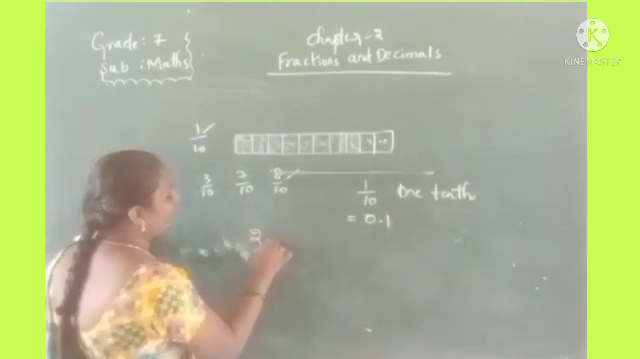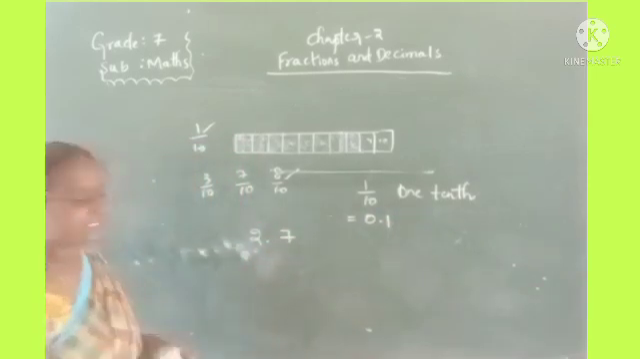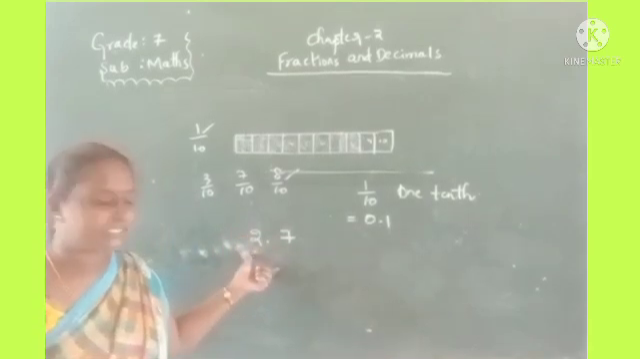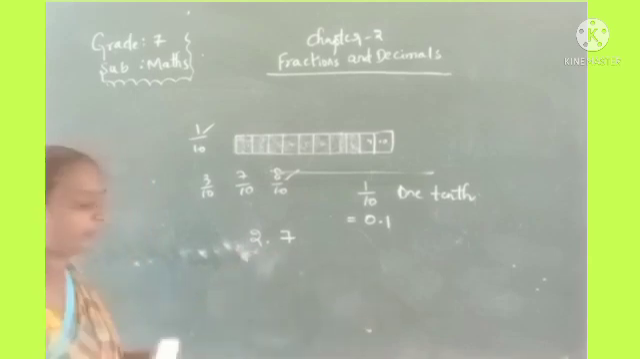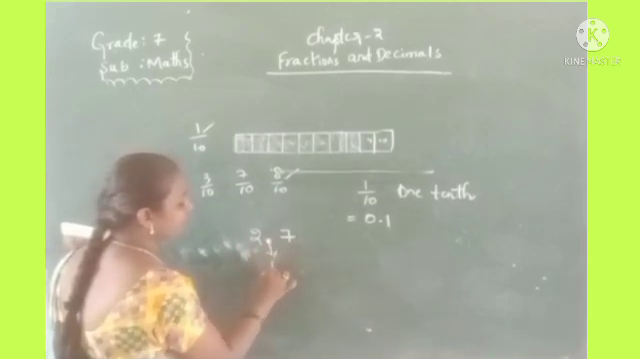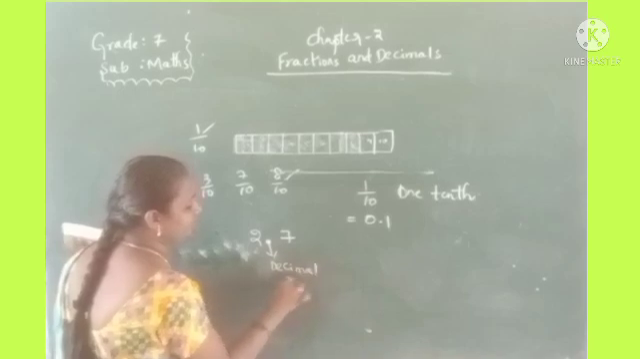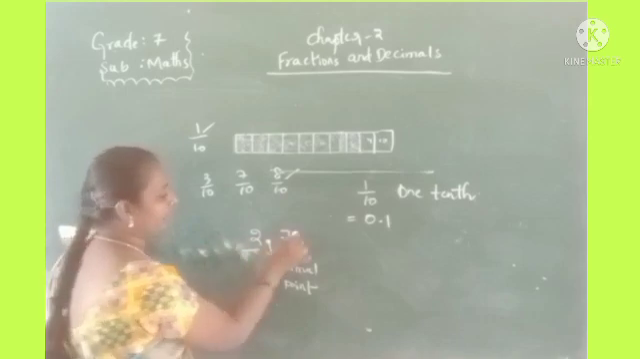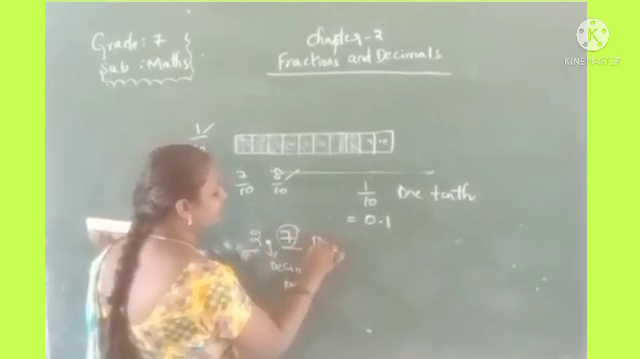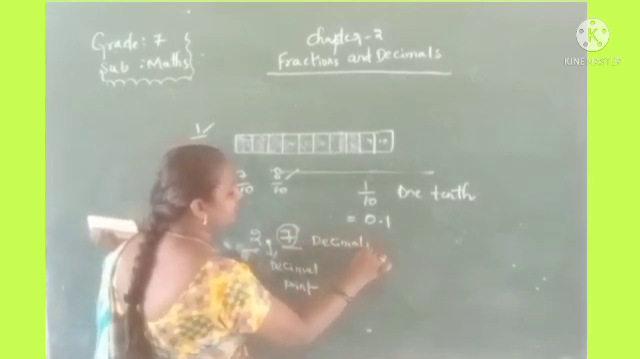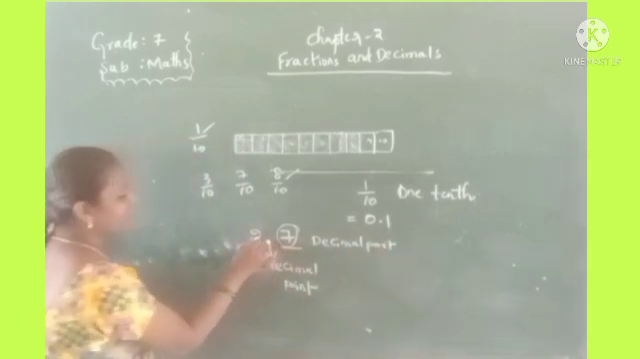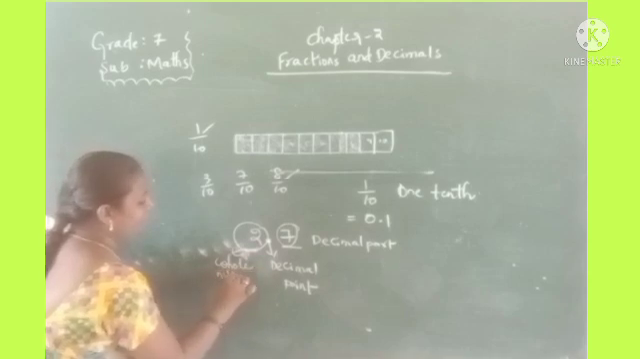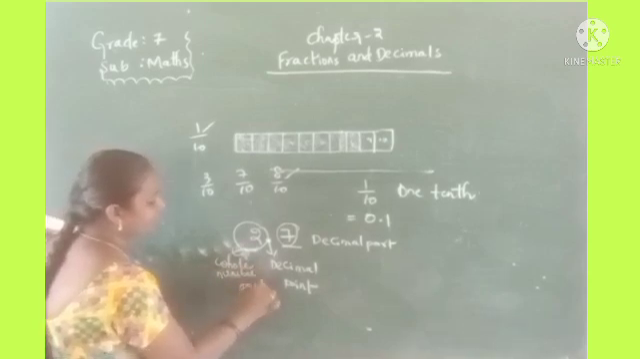See here, whole numbers and decimals. Here 2.7. Which type of number is 2.7? It is a decimal number. How? Here this point represents the decimal point. This decimal point separates the number into two parts. One is the decimal part after the point, and the part before the point is the whole number part. That is 2, the whole number part.